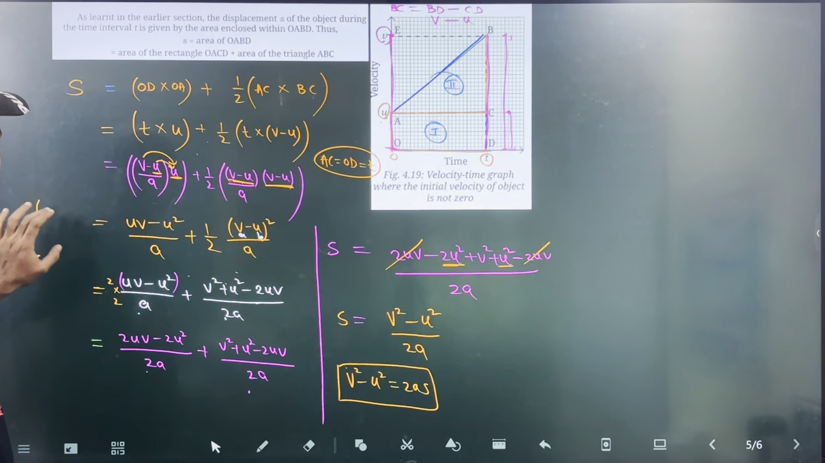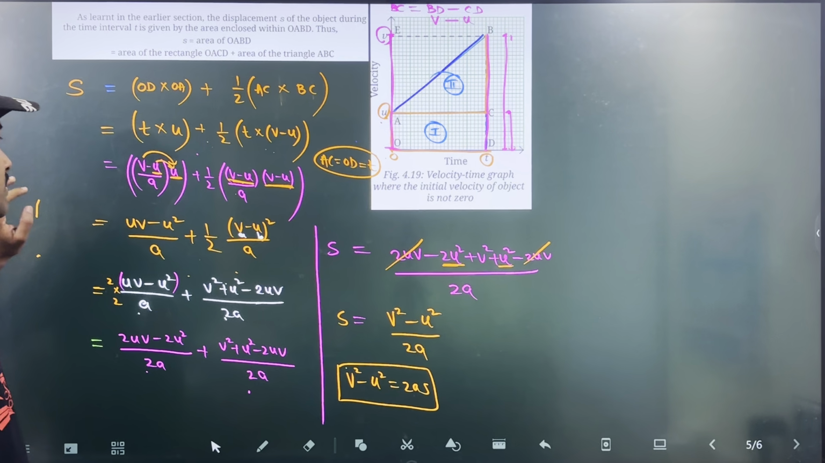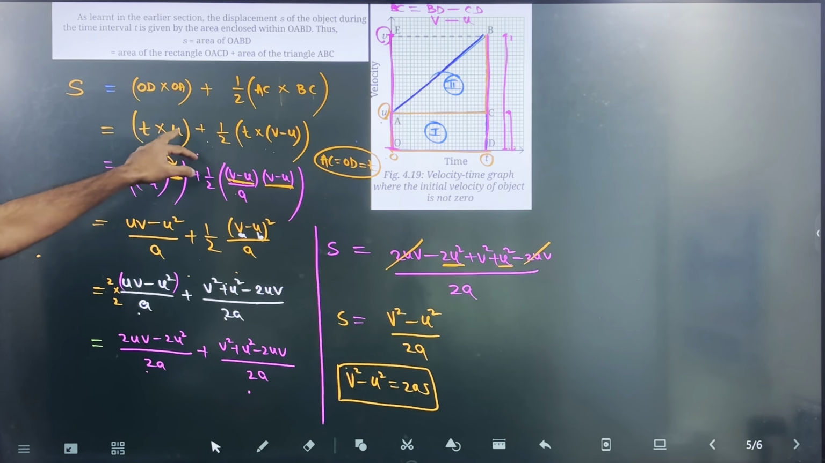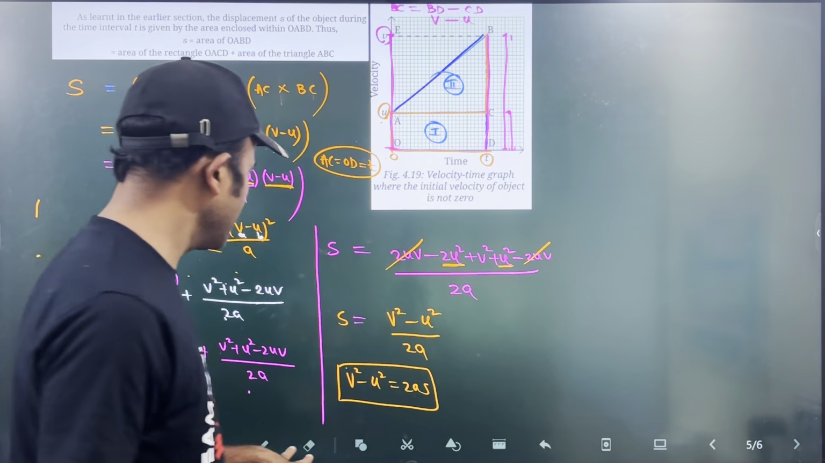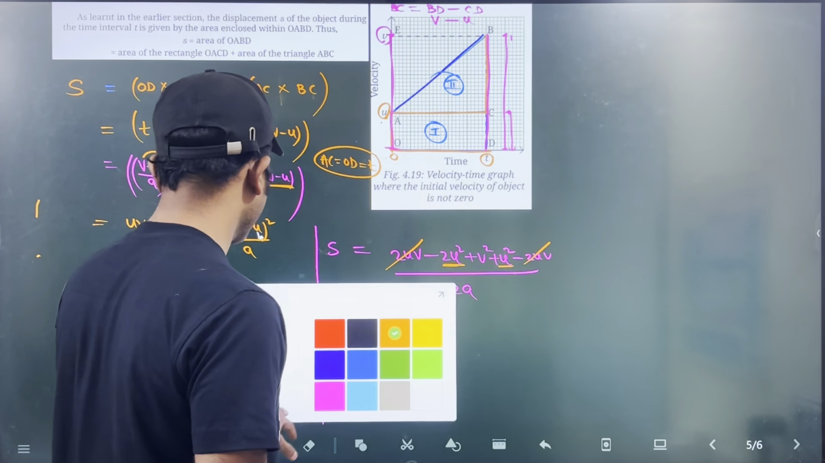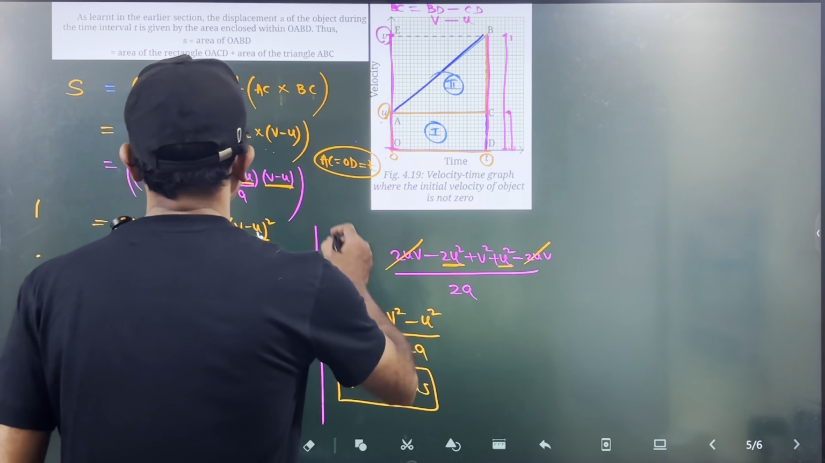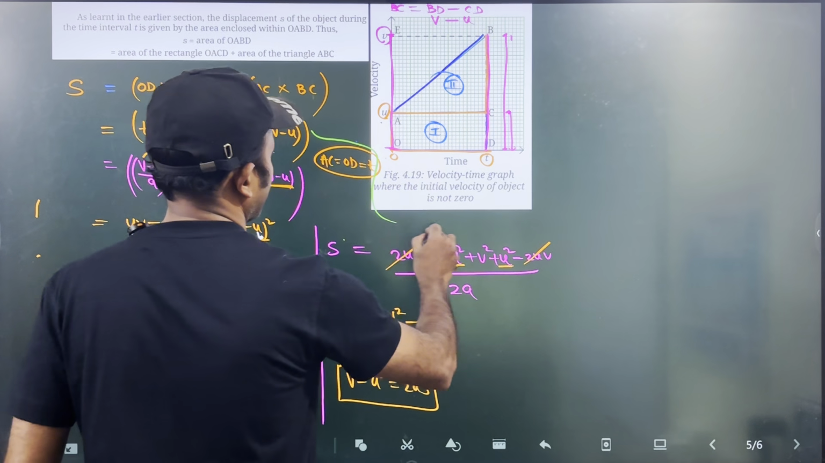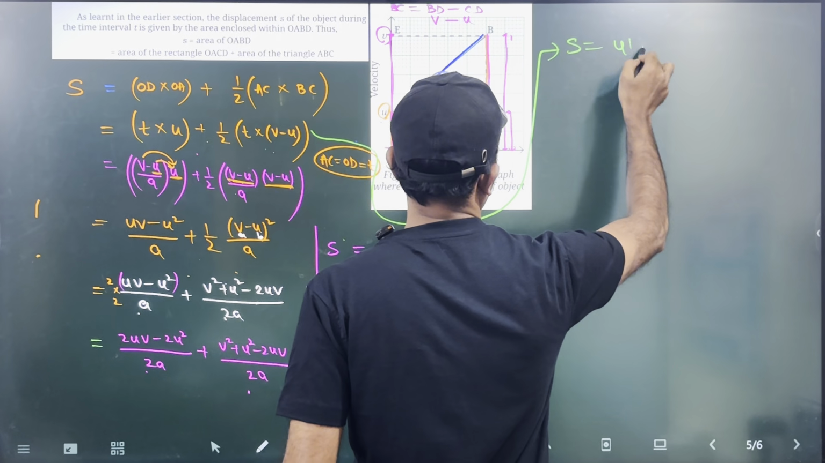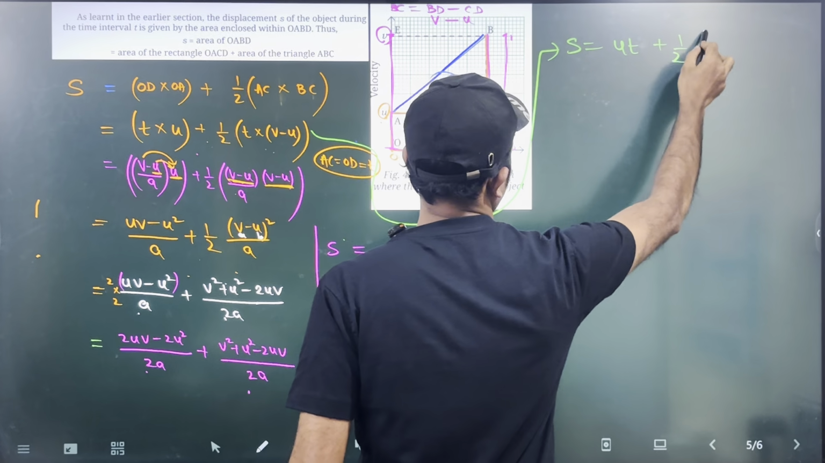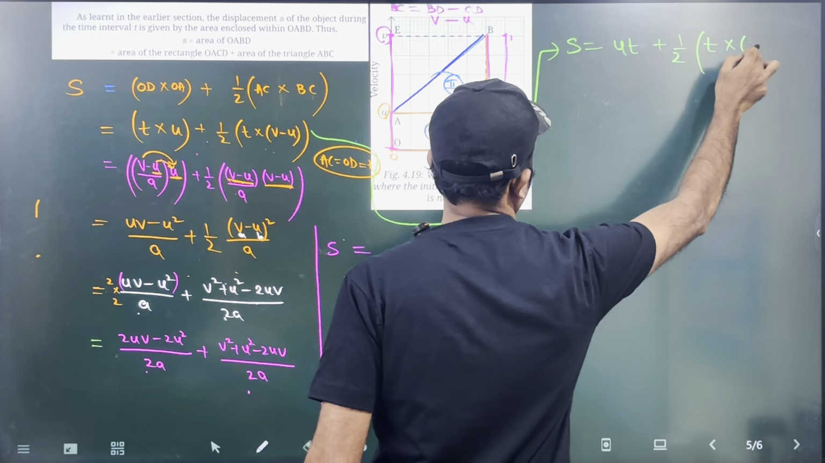Now how do you get this S equal to ut plus half at square? From the same graph we can get it from this expression. You take this expression again, S equal to ut plus half into t into v minus u.